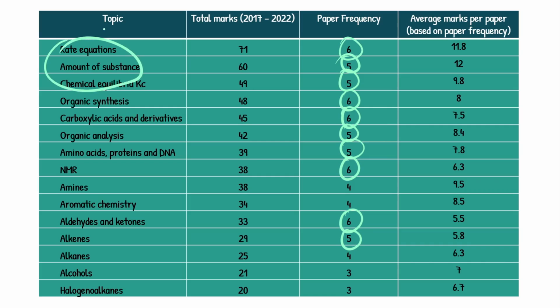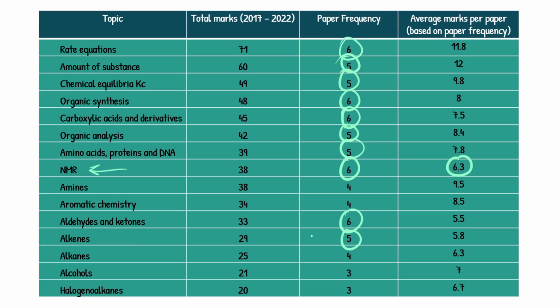All right. But as I said, these 3 boys right here, rate equations, amount of substance and chemical equilibria, Kc, Le Chatelier, all that good stuff. That is the physical ones I would focus on. And then I would move on to organic synth, carboxylic acids and derivatives, a bit of NMR going on here. As you can see, NMR is in every single paper. Now, technically, it only came up 5 times, but I've included it 6 times because it came from organic analysis. So this 6.3 might be a bit skewed, but just keep that in mind.